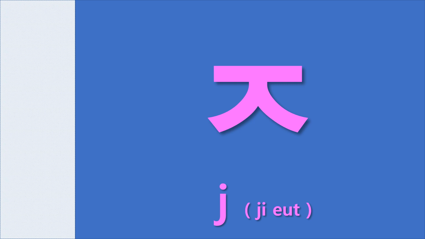Next letter is J. J sound is 지읒. Okay, so finally we've got our hands, two hands here. Five fingers. 손가락. 1, 2, 3, 4, 다섯. 하나, 둘, 셋, 넷, 다섯, 손가락 다섯 개, and feet, 발, 발 두 개, two feet. Before we had only two legs, but now we've got two arms, and two hands, and two legs, and it's time to draw my face.